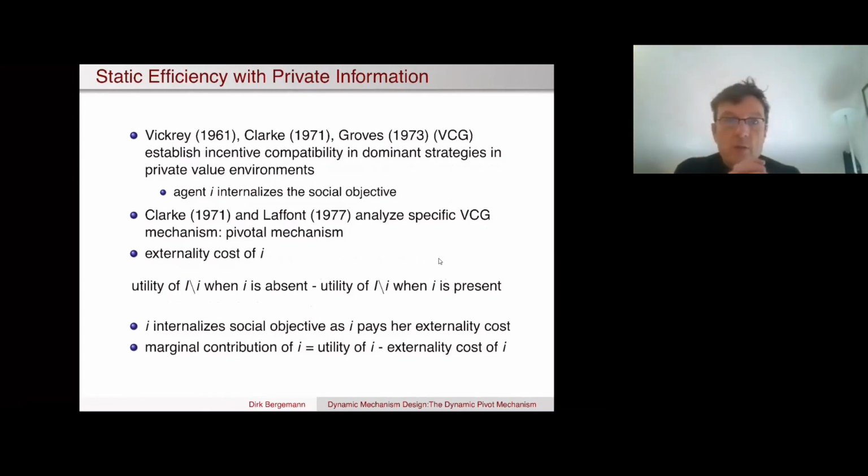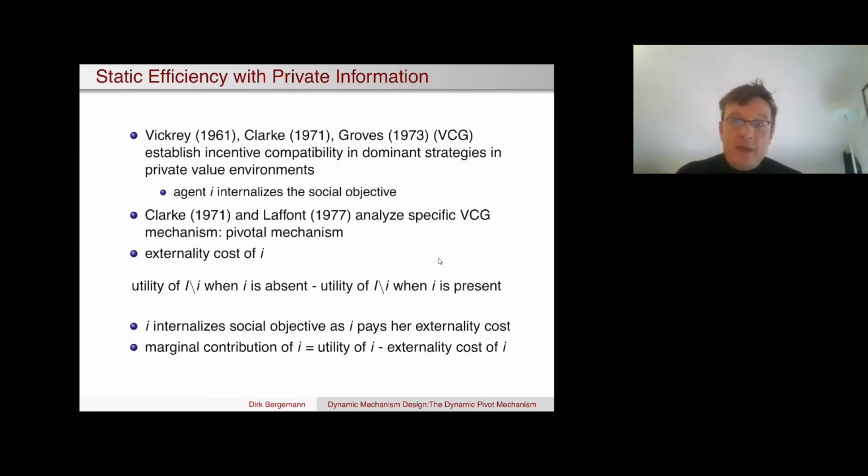Let me just remind you that we looked in the beginning at the problem of how we can generate, how we can support an efficient allocation in a static environment. The leading papers there were the ones by Vickrey, Clarke, and Groves. And it's for that reason that we refer to the acronym VCG as representing these three authors that established incentive compatibility and dominant strategies in private value environments.